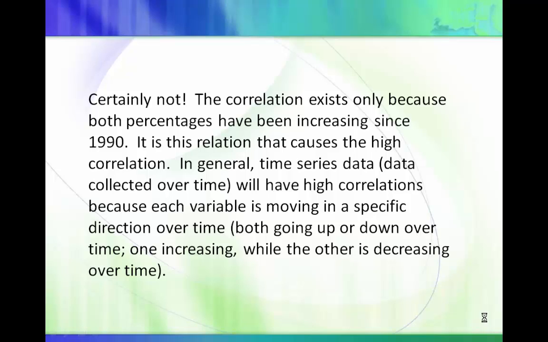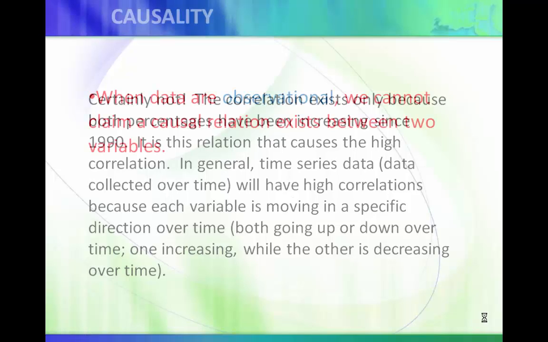In general, time series data, which is data collected over time, will have high correlations because each variable is moving in a specific direction over time. Either they're both going up, they're both going down, or one is increasing while the other is decreasing over time.